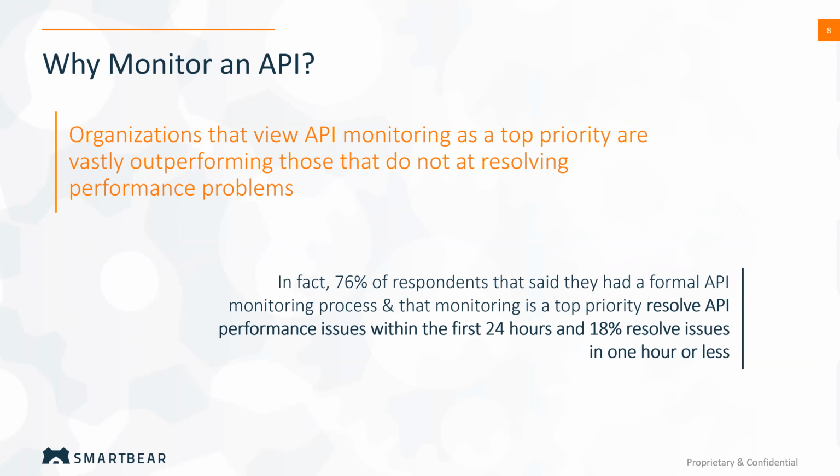When we looked at the organizations that were able to do that, the group that stood out were those monitoring their APIs. 76% of respondents who said they had a formal API monitoring process, and that monitoring is a top priority for them, were able to resolve performance issues within the first 24 hours. And 18% of those people were able to resolve the issues in an hour or less, which I think is pretty incredible. It supports the fact that this isn't just a theory anymore, that this is important and something you should include in your process. It's backed up by data from teams that are currently reprioritizing what they're doing.